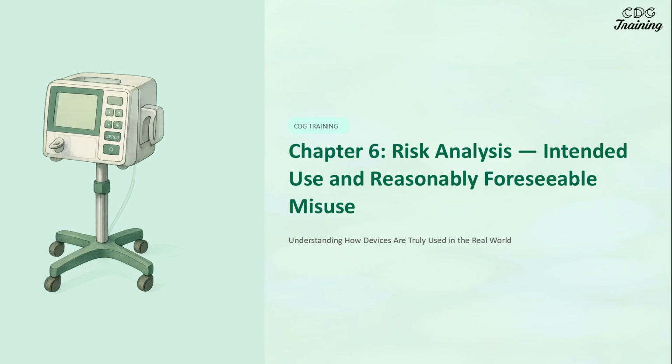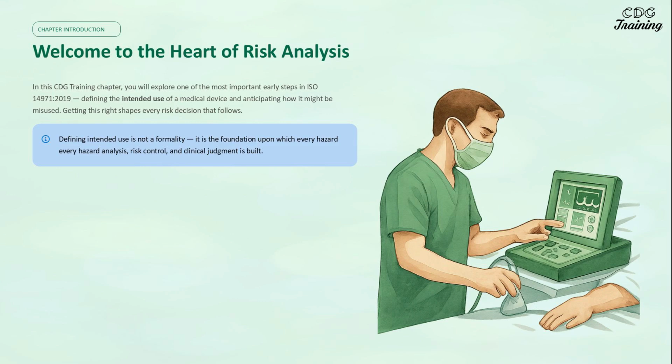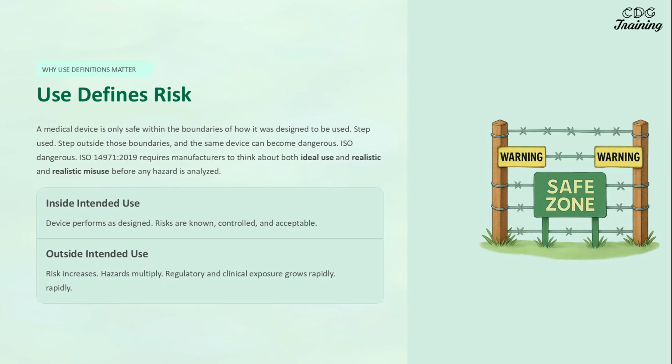This chapter is crucial for understanding how devices are truly used in the real world. In this chapter, we explore one of the most vital steps in ISO 14971-2019: defining the intended use of a medical device and anticipating potential misuse. This foundational step ensures every risk decision is well informed. A medical device is only safe within its intended boundaries. Stepping outside these can lead to danger.